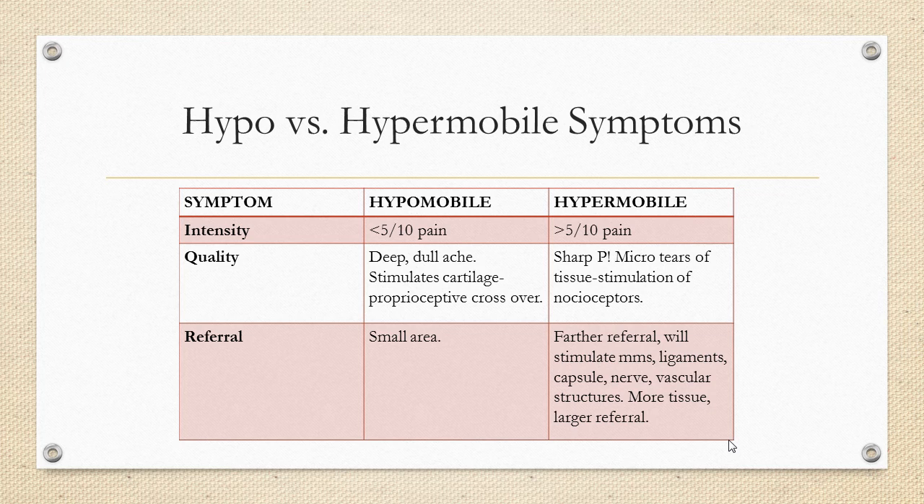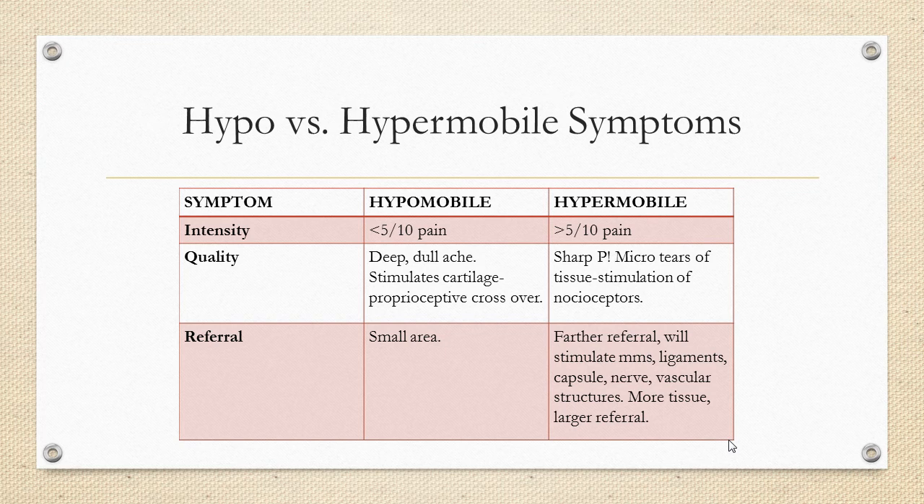Here's just a summary. This table probably will look familiar from your schooling, but our hypomobile symptoms are typically less painful, less than 5 out of 10. They're kind of deep or dull in nature. There's a stimulation of cartilage typically in the joint that gets a proprioceptive crossover with regards to pain. It's often in a smaller area too.